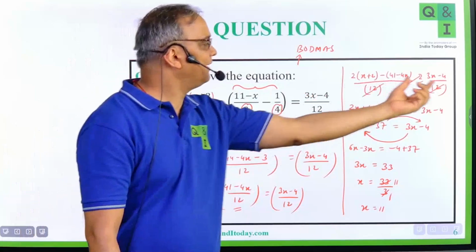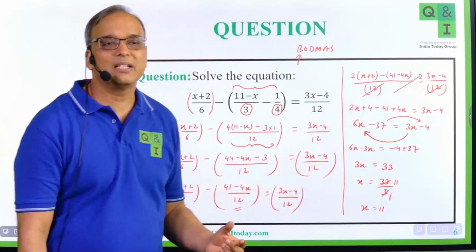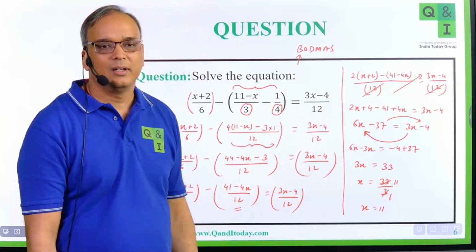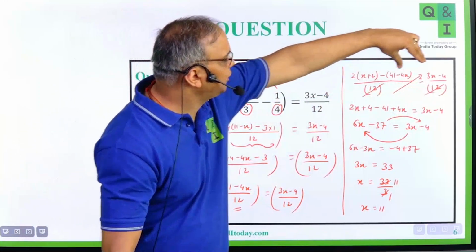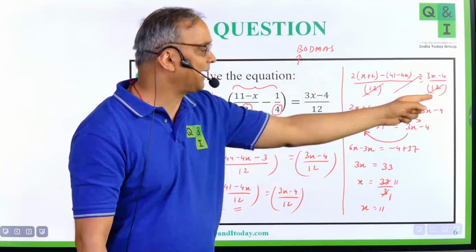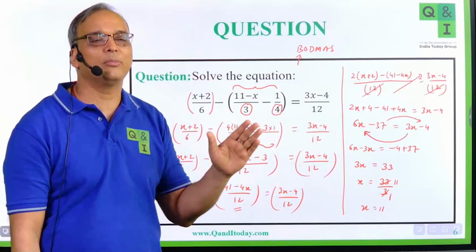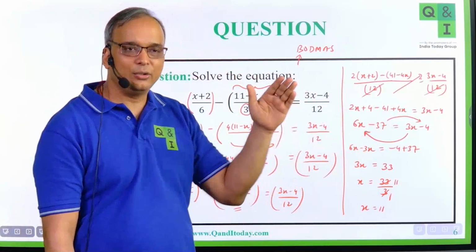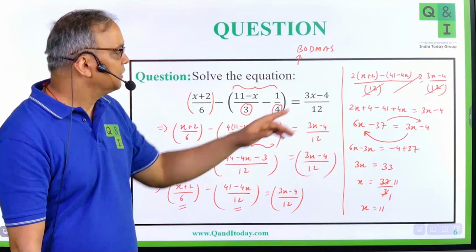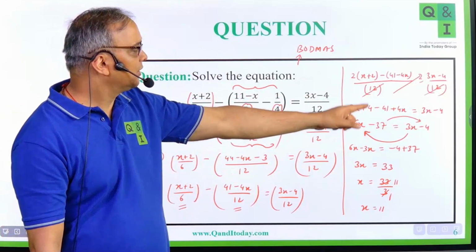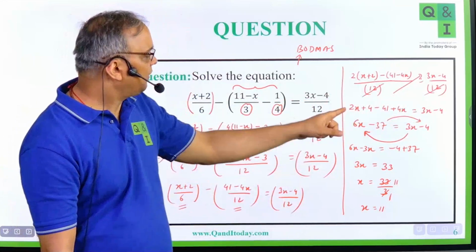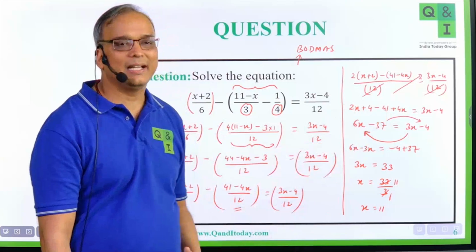Now this 12 and this 12, because the numbers are the same in both LHS and RHS, we can cancel this out. How do we cancel that? Because when you bring 12 here in the numerator, that will get cancelled out with the denominator. That's why we are cancelling it out. If you have a common denominator in both LHS and RHS, then you can cancel that denominator on both the sides of the equation. So we have 2x plus 4 minus 41 plus 4x is 3x minus 4. Now what we have done, we have tried to bring the x terms together.